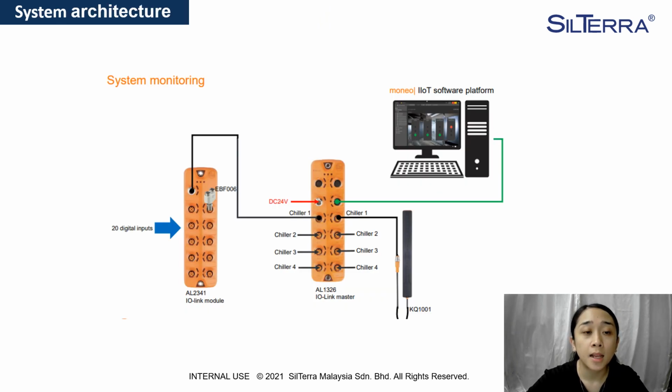Okay, so next, this figure shows the system architecture for the system monitoring, chosen from system layout 1. The system uses hardware from system layout 1, like I mentioned. The components used in the system are, first, the I/O link module, second, the I/O link master, third, the electronic level sensor, and the last one is the monitor software to monitor the outcome and record the data.